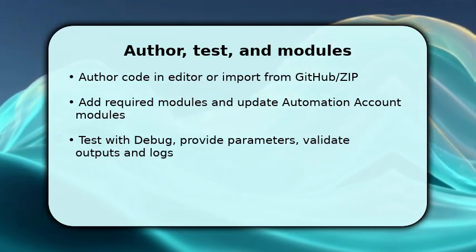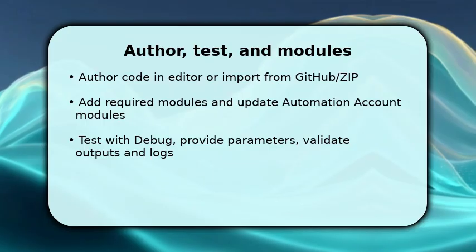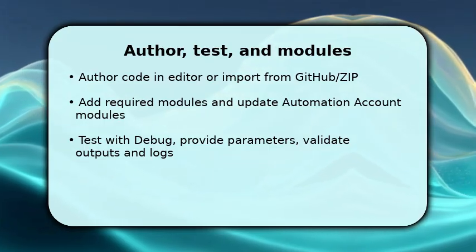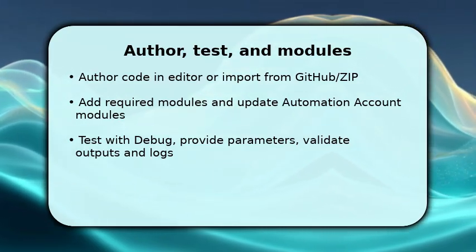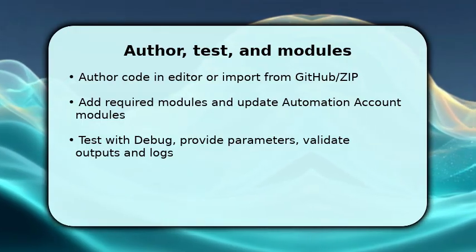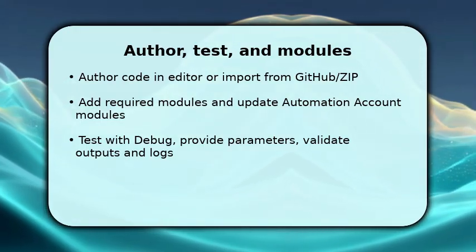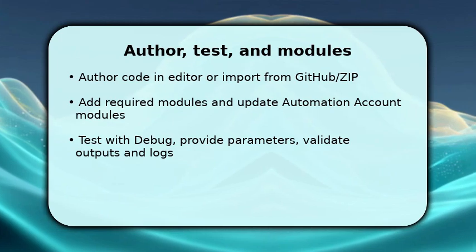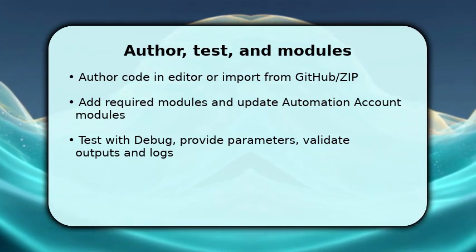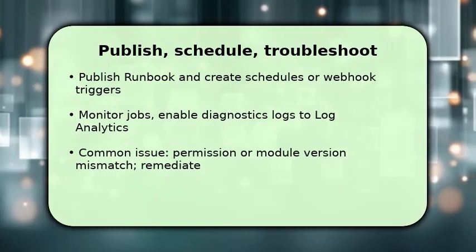If using managed identity, request tokens at runtime rather than storing secrets. Make iterative changes and retest until outputs match expectations. Once stable, create a draft version and prepare to publish the runbook when tests are green, then attach a schedule or webhook trigger depending on your workflow.